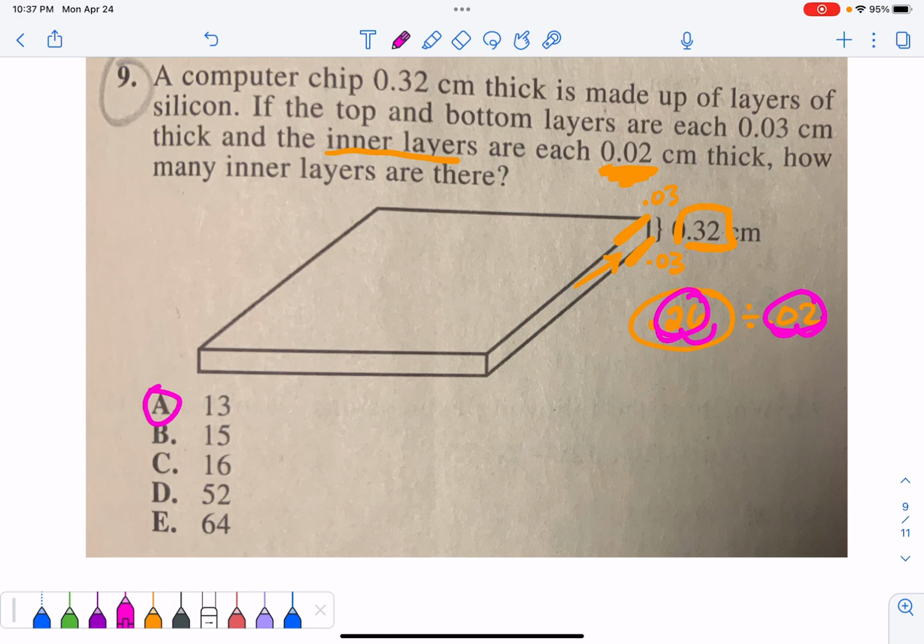Be careful, because I'm thinking, oh, maybe there should be 15 instead because of the top and bottom layers. But they are saying inner layers, so they will be specific about that. If they asked how many total layers, you might get tricked by 13. It would actually be 15 as the answer. So that's another key thing that you need to pay attention to. Be careful.